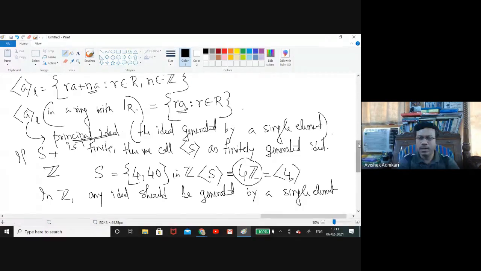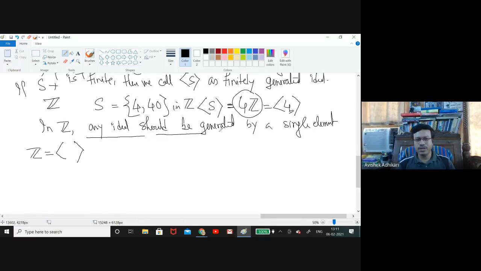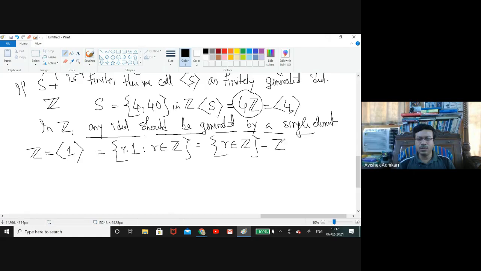Can you tell me Z is an ideal of Z? Z is generated by which element? As I mentioned, we'll prove it later on, but it is a special property that Z has. It's the 1. So Z is generated by 1, because as you just saw, it should be R times 1, so that R comes from Z. So it's nothing but Z, that means R belongs to Z, and this is nothing but the whole Z.